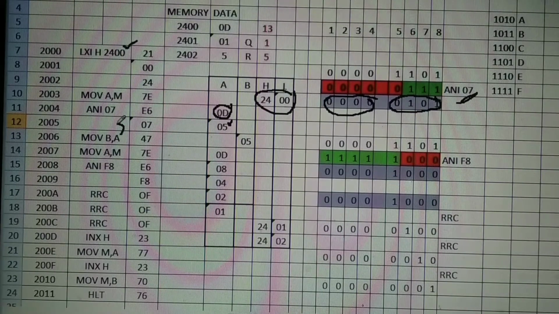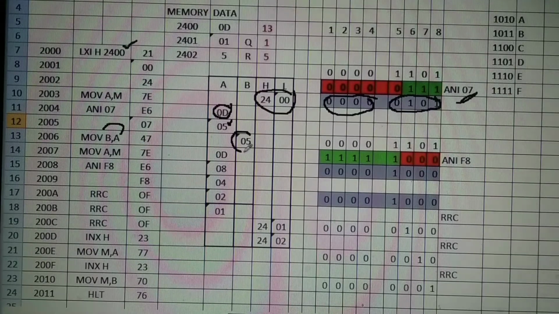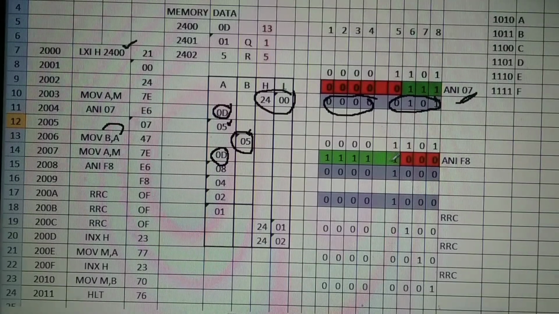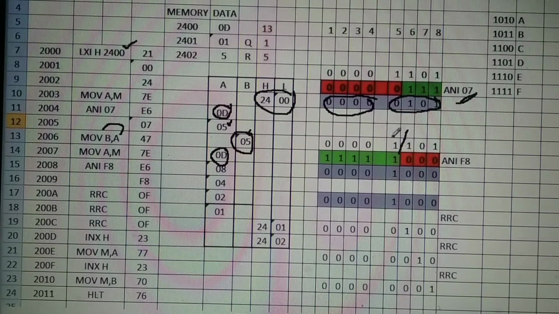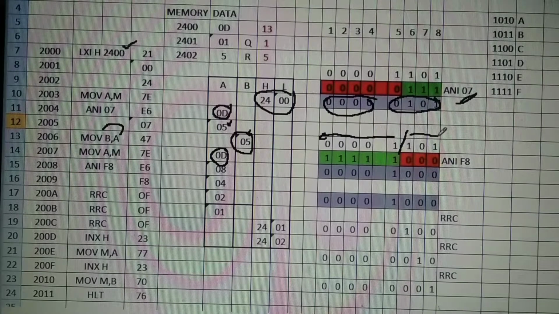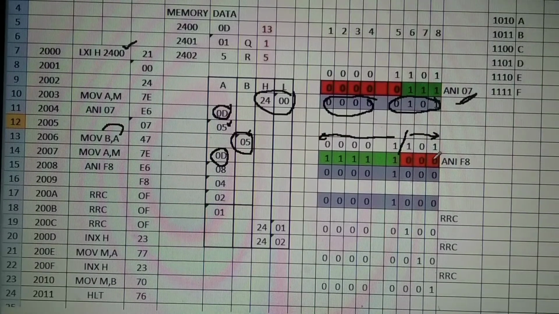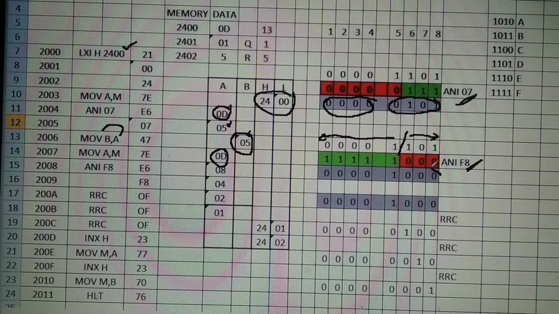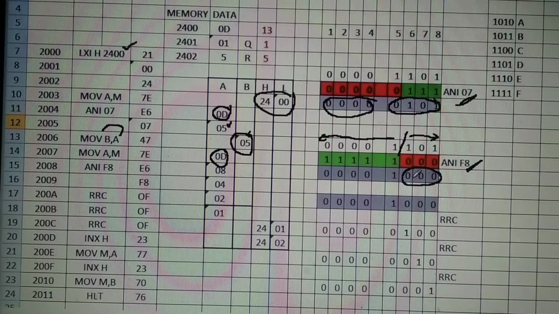Shift this part to register B. Now B has the remainder part. To get the quotient part, again bring the same number to the accumulator by MOV A,M, that is 0D. Now the bits which are required are the most significant ones. Here 5 bits are required, and the least significant 3 bits are not required. Put it in red, here put it in green, and the number becomes F8. When you perform the AND operation with F8, the least significant 3 bits become 0.